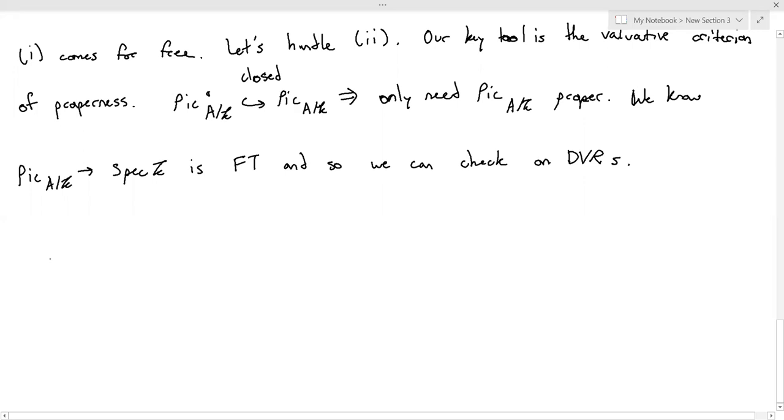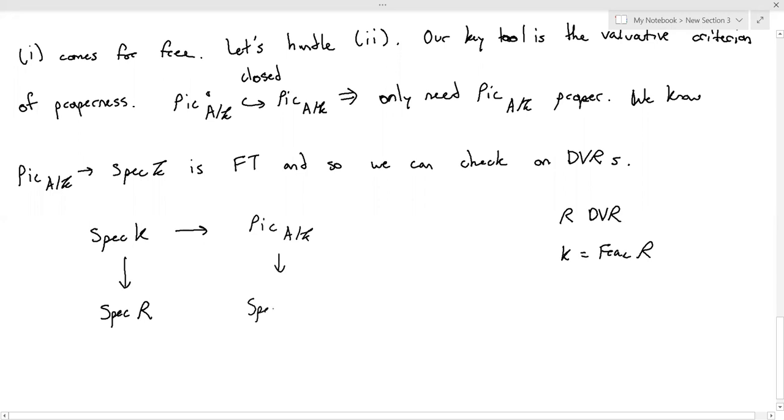So then what we can do is look at the usual valuative criterion diagram. What does that look like? Well, on the one hand, you have Spec K and Spec R, and there's a map this way. R here is a DVR, and K is the fraction field of R. Then we assume that we have a map to the Picard scheme, which maps by its structure morphism down to Spec K. And then we assume that we have a compatible map like this. Maybe I'll call this F. So we start off with a commutative diagram of this type, and what we want to know via the valuative criterion is whether there's a unique lift.